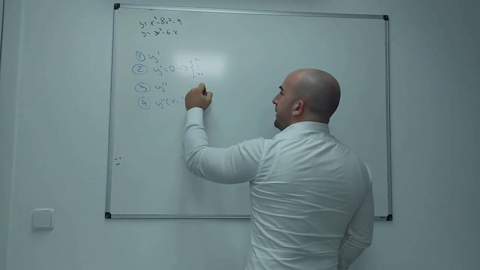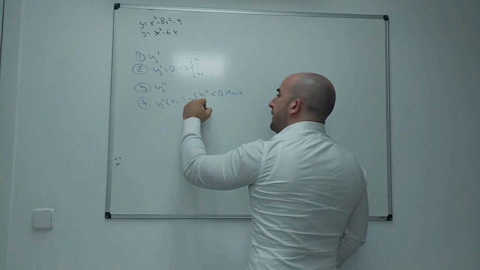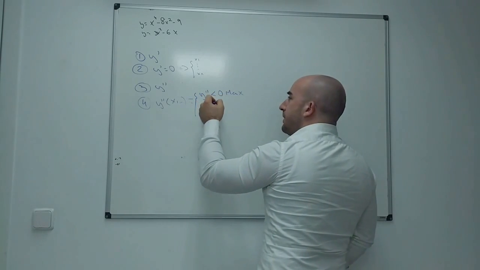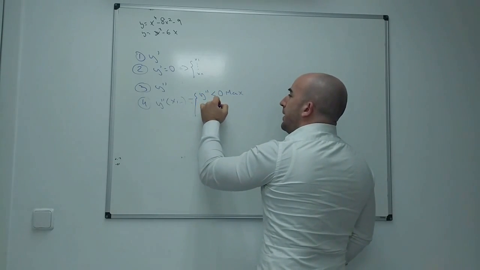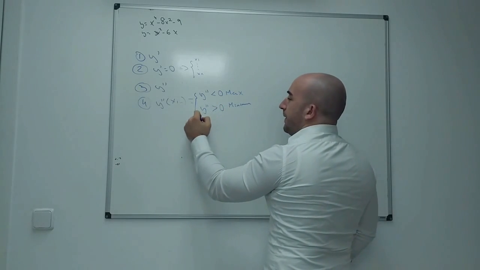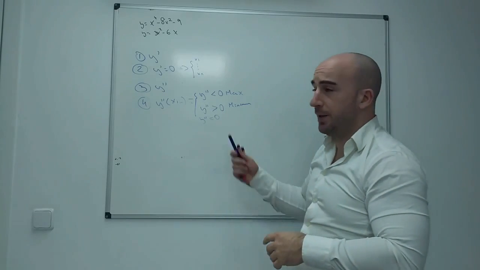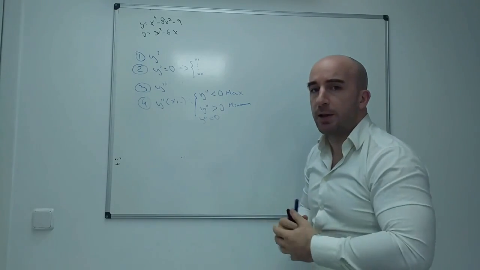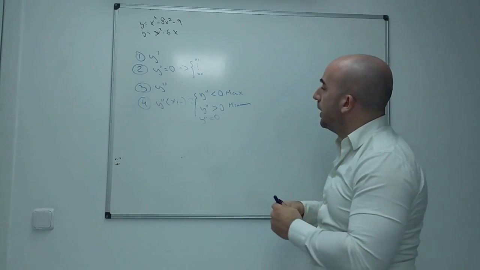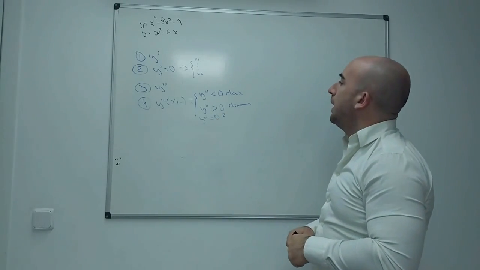If the second derivative is less than 0, it is a maximum. If the second derivative is greater than 0, it's a minimum. And then if it's equal to 0, there's an inflection point, but right now at this level you won't have to consider it, and you won't have those cases.